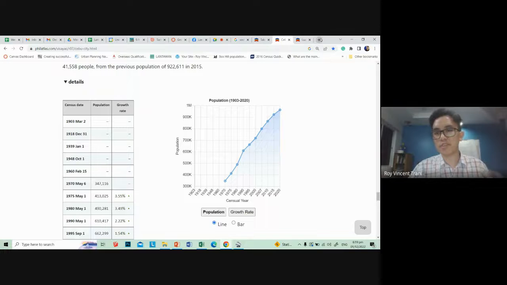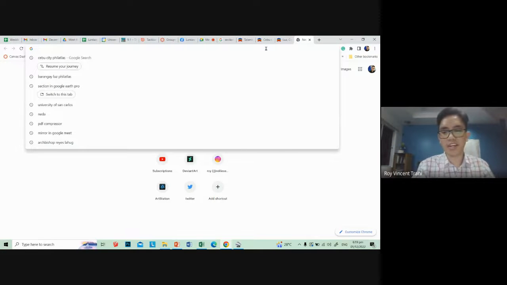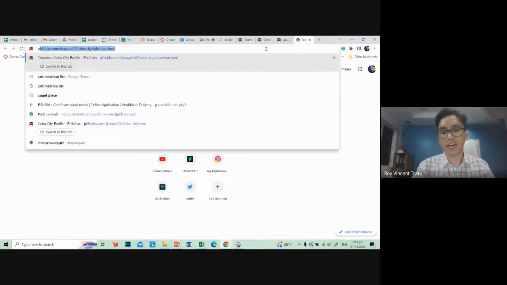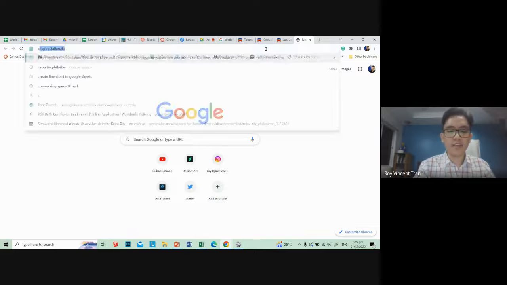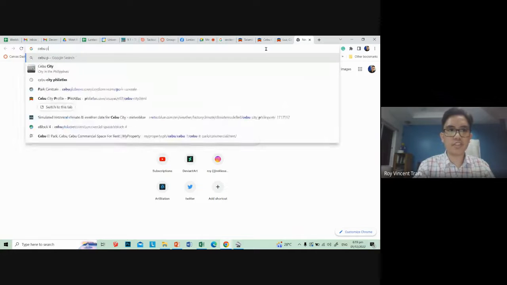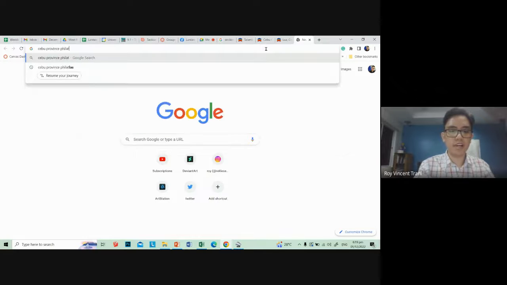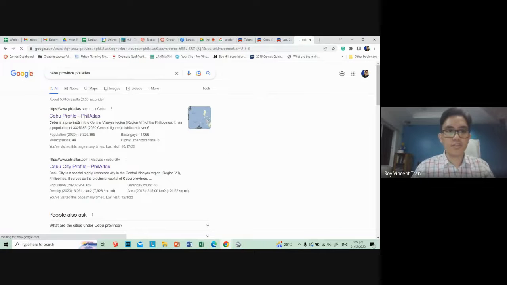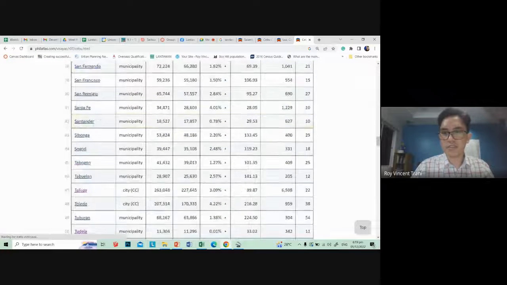What happens if you don't have the barangay data, or you don't know what barangay your site is located in? Then you just look at Cebu province. Let's look at the provincial data from Atlas. We can say if it's positive, go down here.